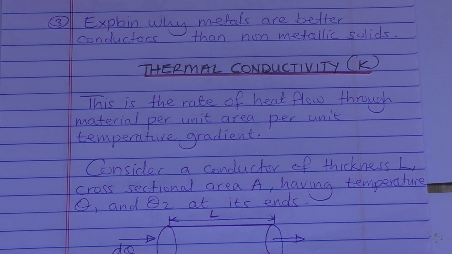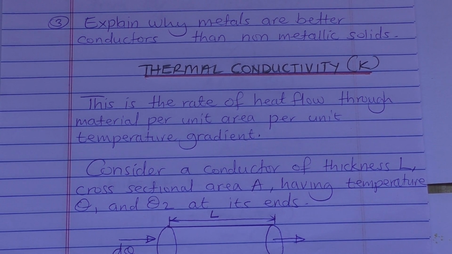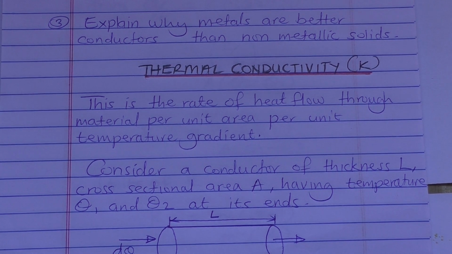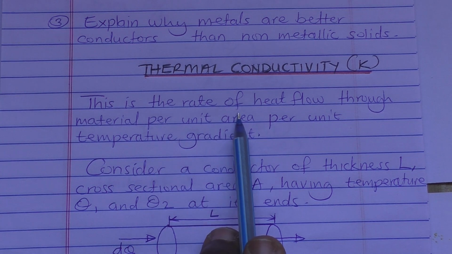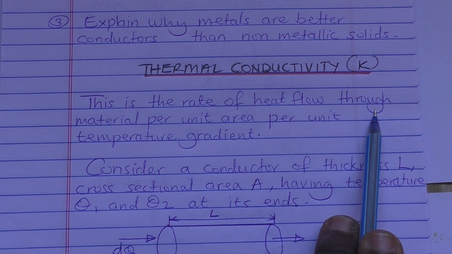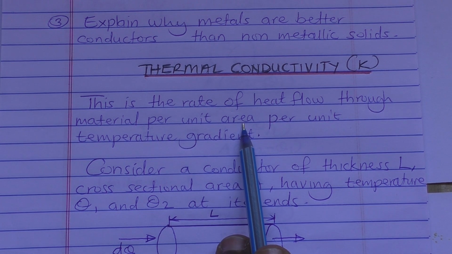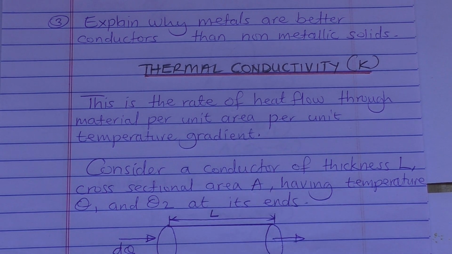What makes copper a better conductor than aluminium, yet they are all metals having free moving electrons and atoms that could vibrate? Our answer to that is thermoconductivity. Therefore, thermoconductivity is the rate of heat flow through a material per unit area per unit temperature gradient.